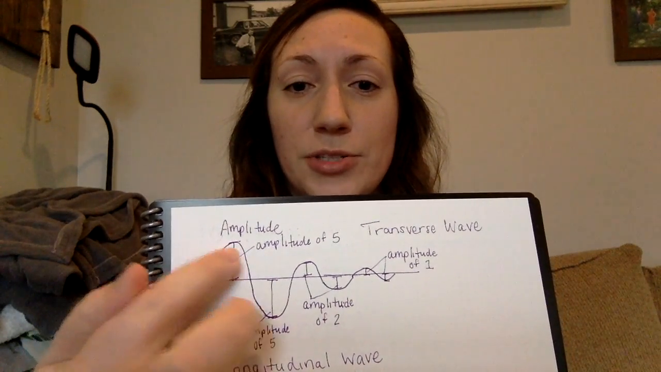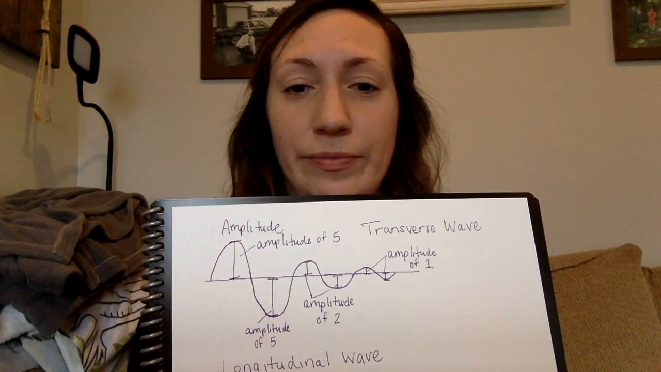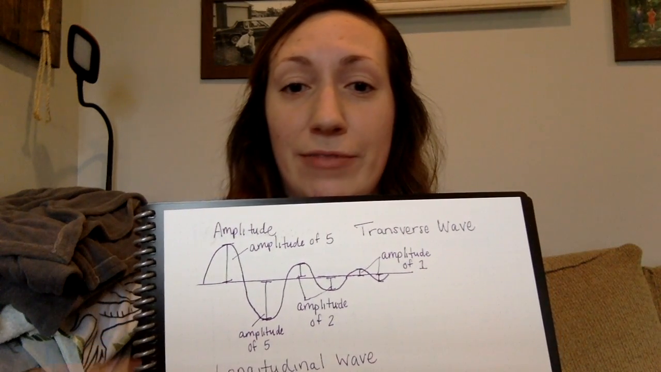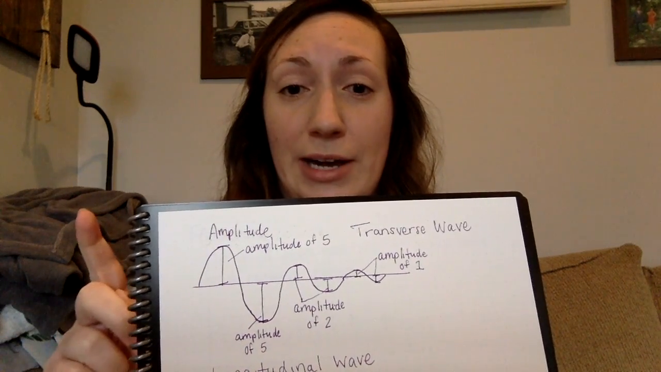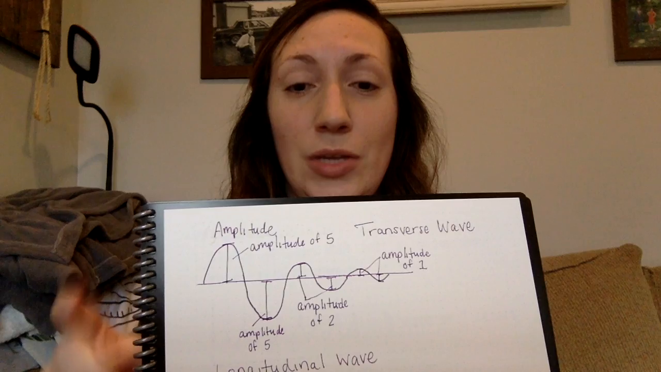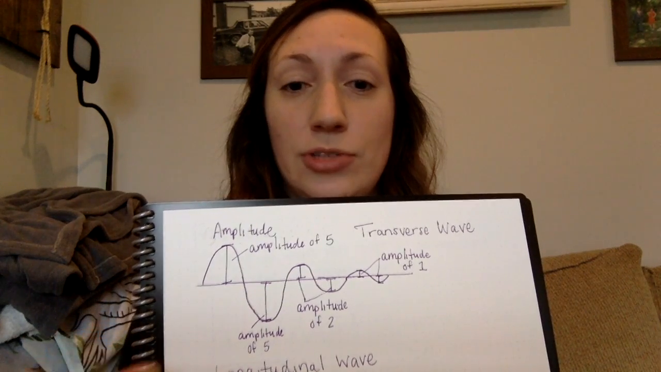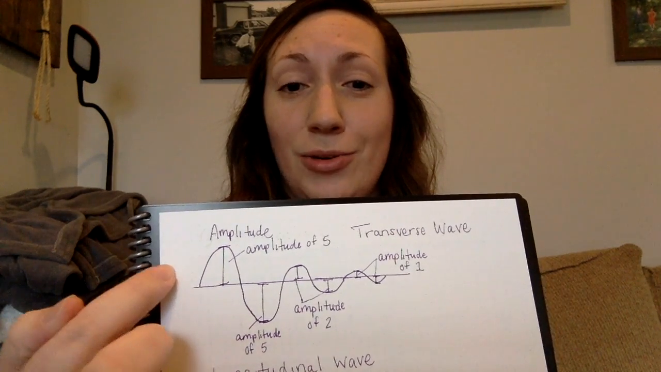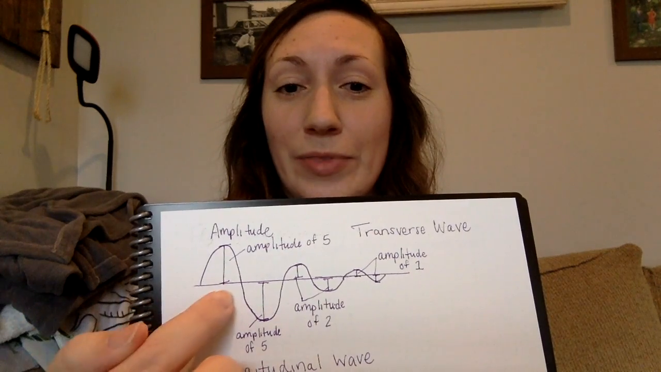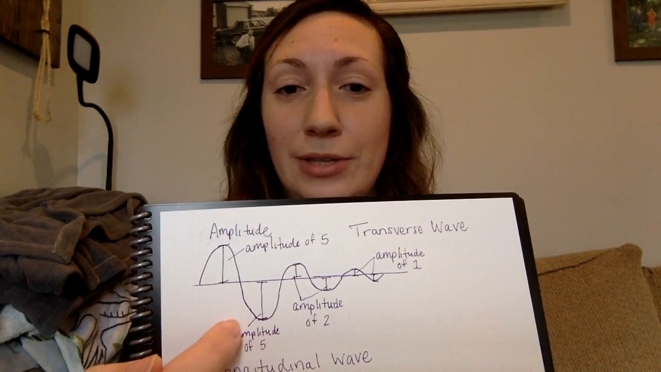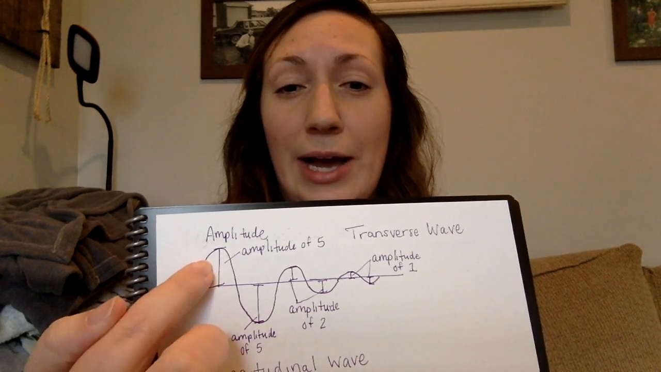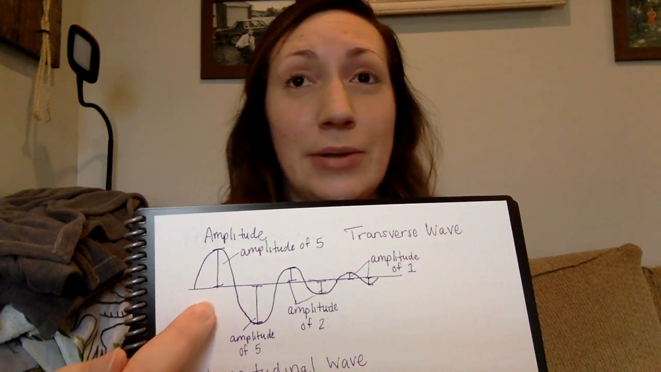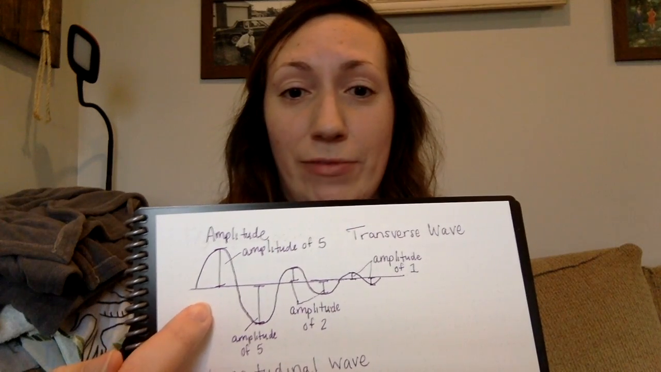So this first wave that you see here has an amplitude of 5. There's actually dots on this paper, and so I went up 5 dots, or you can measure it down. So it's either rest to crest or rest to trough. All right, so amplitude is rest to crest, how high it is, or how low it is. Now they should be the same if they're in the same wave.